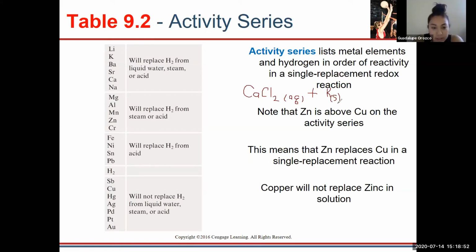There will be a reaction? You said yes or no? Yes. Okay, so what are going to be the products?